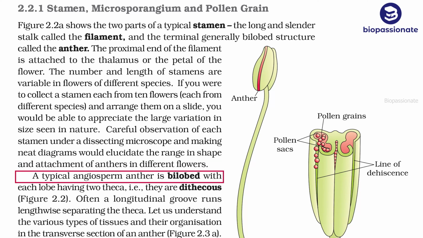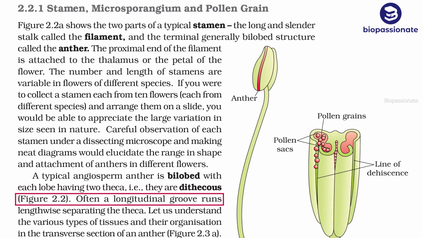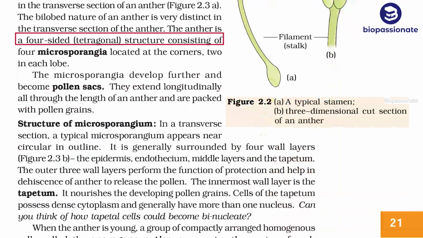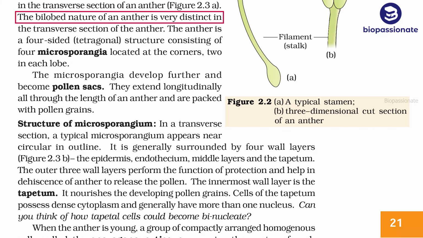A typical angiosperm anther is bilobed with each lobe having 2 theca, that is, they are dithecous, figure 2.2. Often a longitudinal groove runs lengthwise separating the theca. Let us understand the various types of tissues and their organization in the transverse section of an anther, figure 2.3a. The bilobed nature of an anther is very distinct in the transverse section of the anther.